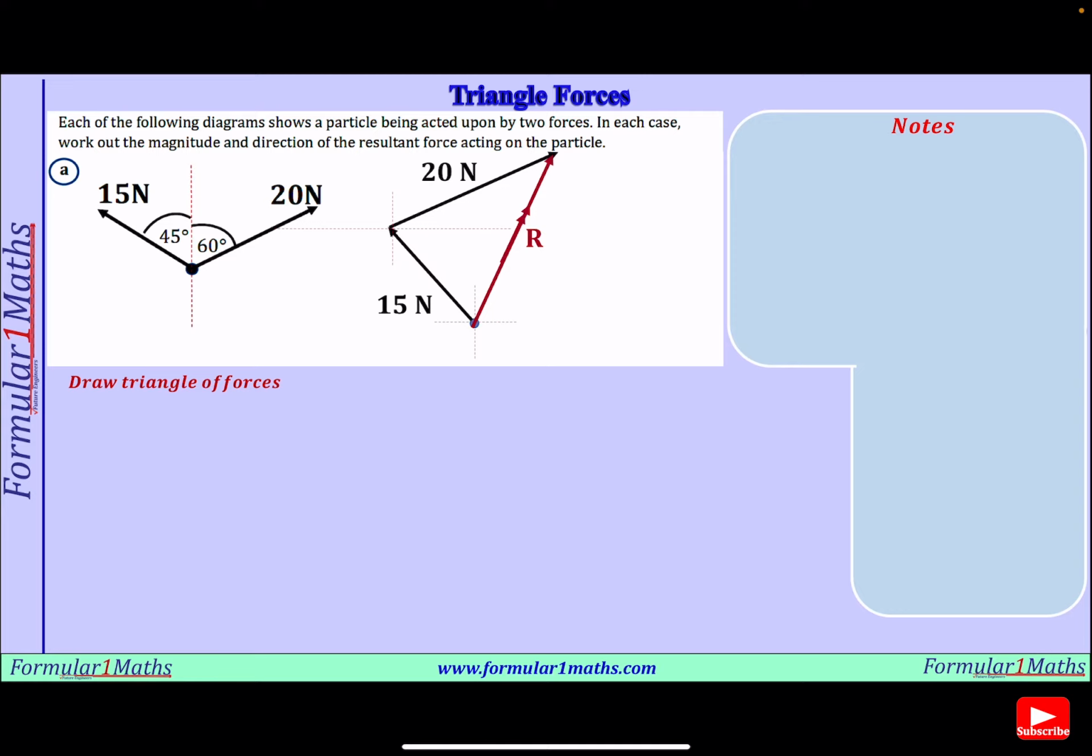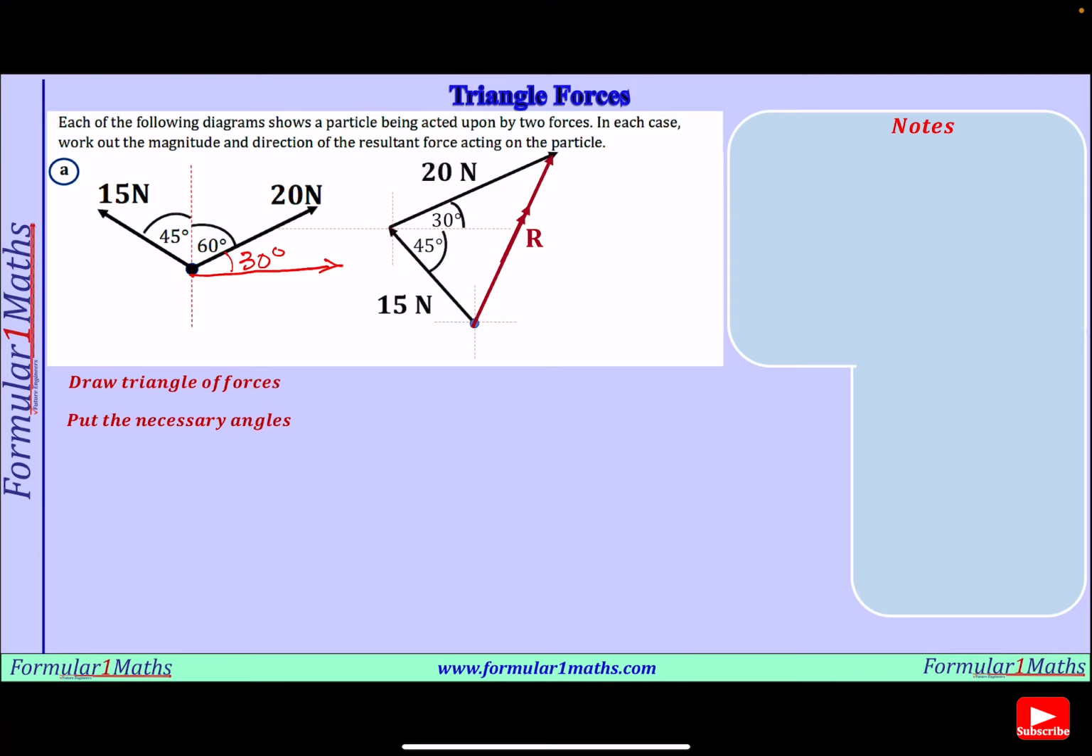The next thing we do is put in the necessary angles that will help us to do the calculation. So the first angle I put in is 30 degrees. How did I get 30 degrees? Looking at this 20 Newton force, if I draw a line here, that will be the x-axis. This here is 90 degrees, so it means that this angle is 30. That's how I got 30 here.